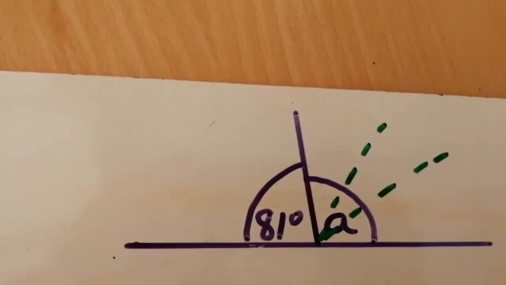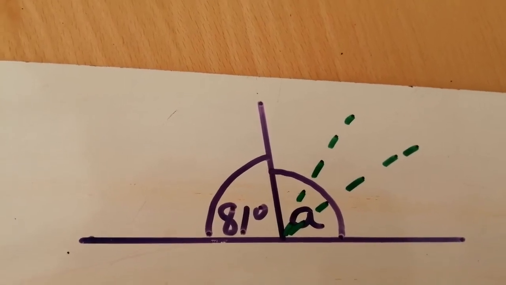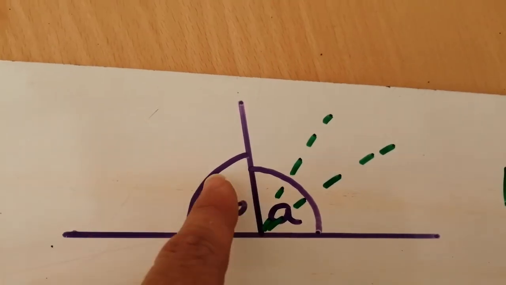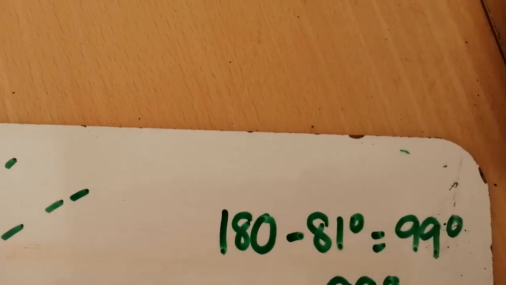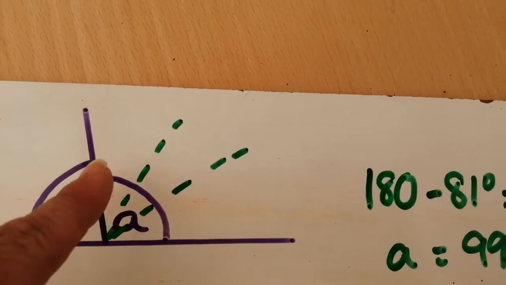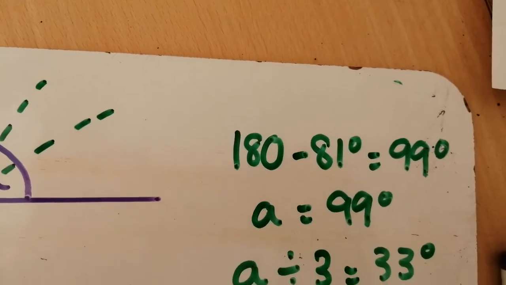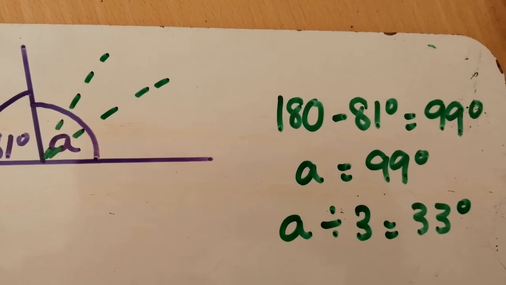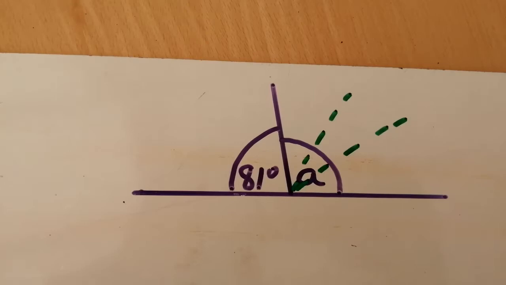So here is my diagram. I've estimated where 81 degrees is. I haven't actually measured it exactly, but it would be probably roughly there. And so I know then that the remainder of that angle on the straight line would be 180 degrees minus 81. That gives me 99 degrees for what I've called A. But there are 3 angles that are all equal in that section there. So I've divided 99 by 3 to give me 33 degrees for each of those angles. So my answer is 1 angle of 81 and 3 angles of 33.